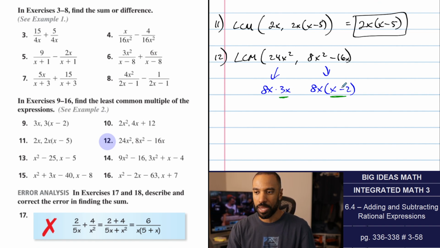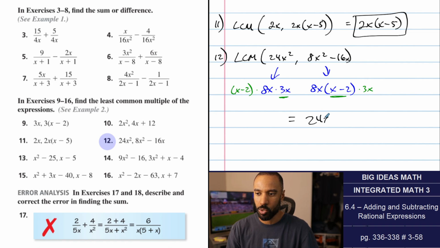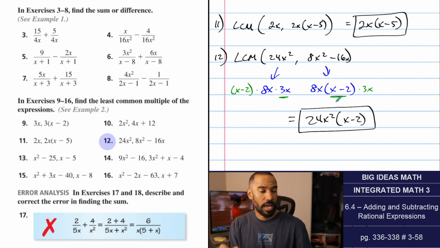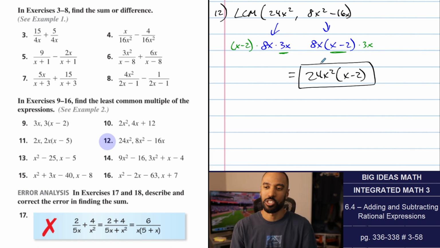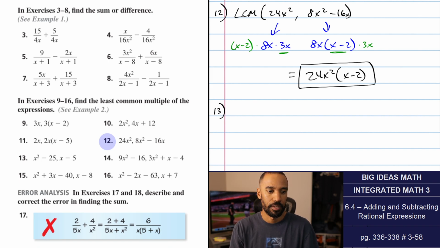But this one's got a 3x that this doesn't, and this one's got an x minus 2 that this doesn't. So we're just multiplying what's missing in either one, and collectively together, in a factored form, we would write this as 24x squared times x minus 2. I don't think they need us to distribute that. Ultimately, we don't want it distributed. We want it factored, and this is technically factored. But we don't want to break up 24 into 8 times 3 or 2 times 2 times 2 times 3 and x squared into x times x, etc. Just the unique factors are written differently.